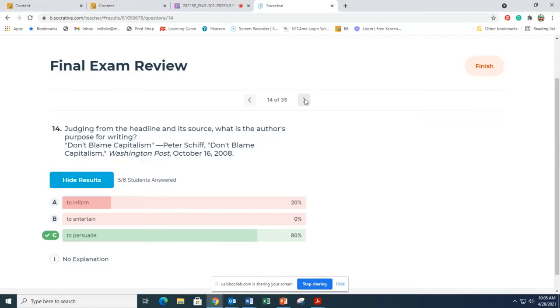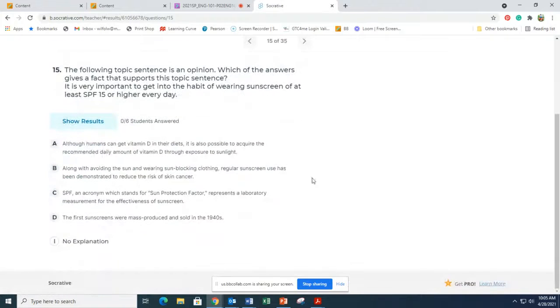Persuade me. All right. The following topic is an opinion. Which of the answers gives a fact that supports this topic sentence? So the topic sentence is, it is very important to get in the habit of wearing sunscreen of at least SPF 15 or higher every day. So which of the following is a fact that would support that?